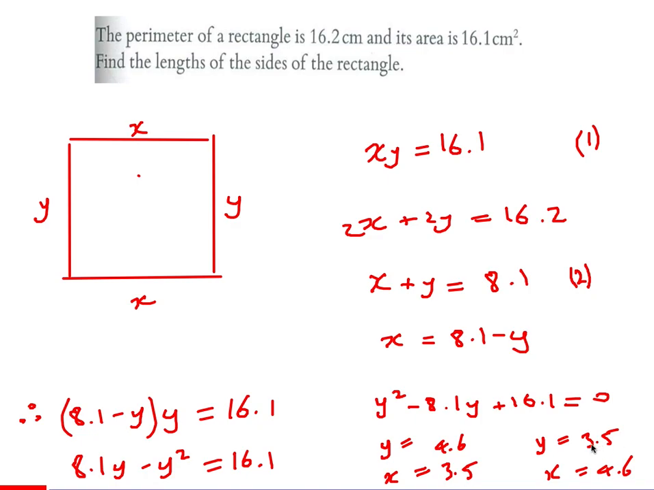Once you've got those two answers, you're going to do the same as before. So when y is 4.6, you need to stick it back into one of these equations. Stick it into this one if you want, and you find out x is 3.5. If y is 3.5, stick it into one of these equations. Again, this time you get x is 4.6. And obviously, you'll notice this time it's the equivalent answer, isn't it? Basically one side of the rectangle is 4.6, one side of the rectangle is 3.5.